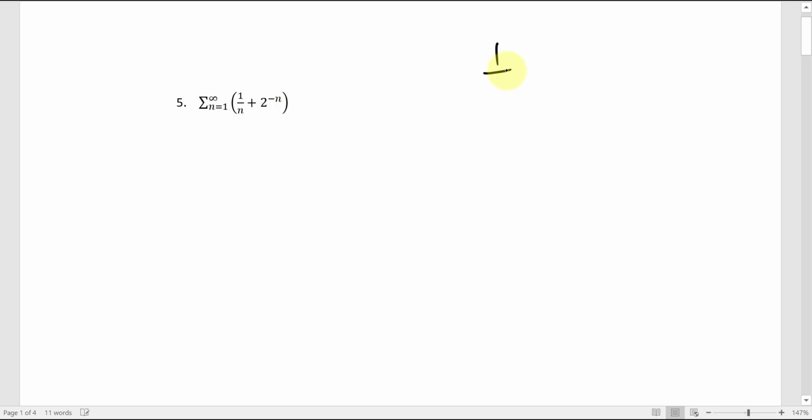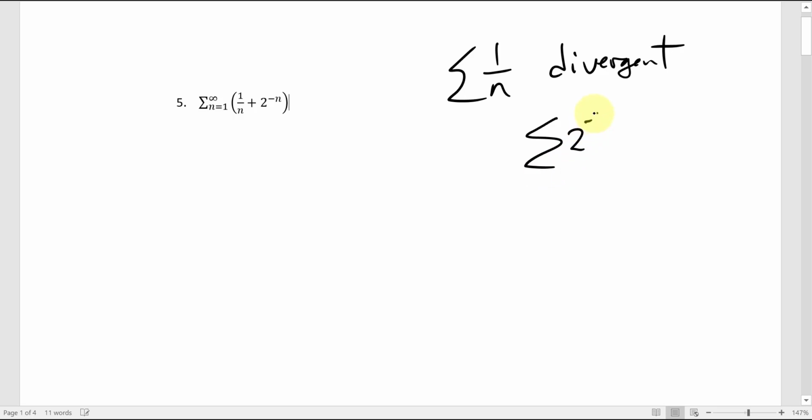If you looked at only 1 over n by itself, of course this is a divergent series. And if you look at the sum of 2 to the minus n, this is a convergent series, a geometric convergent series. So which one do we knock out? After some playing around with this for a while, what is a comparison series to try is this one.